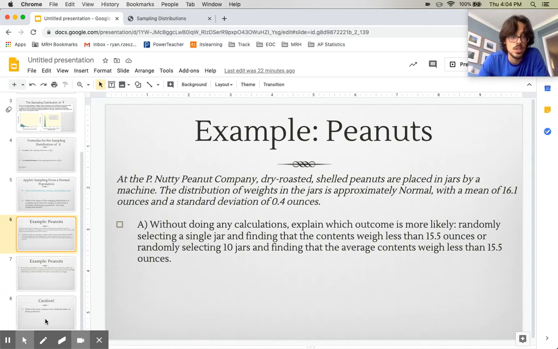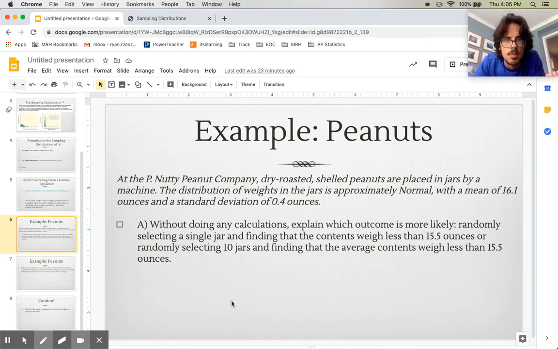So this first question here is a thinking question. Without doing any calculations, explain which outcome is more likely. Getting a single jar and finding, oh gosh, this single jar weighs less than 15.5. Or picking 10 jars, averaging them, and finding, oh gosh, my average is less than 15.5. So I need you guys to think about that. Pause me, take a little think time here, and tell me which of those two possibilities is less likely.